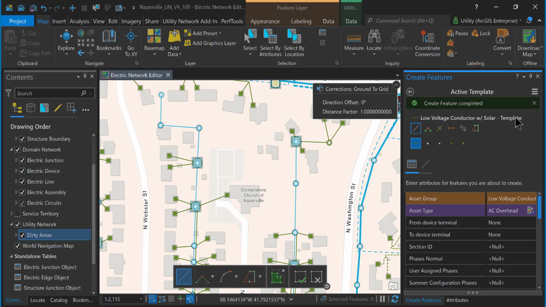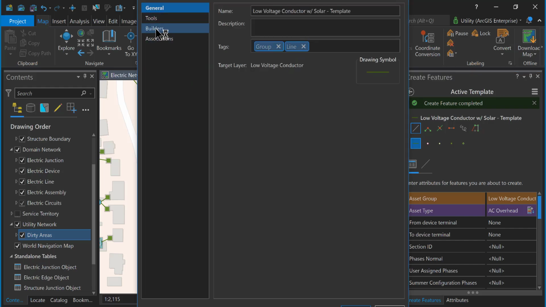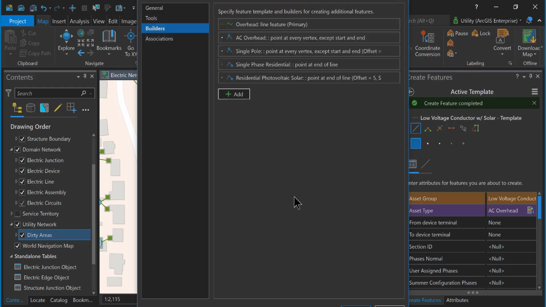So we've created this template using these builders that are going to do a few different things. It's going to drop in an overhead line. It's going to drop in an AC overhead at every vertex except at the beginning and the end. It'll drop in single poles at every vertex except at the start and the end, and a single phase residential meter at the end of the line, as well as a photovoltaic solar panel. Now you can also set up things like offsets and associations as well.